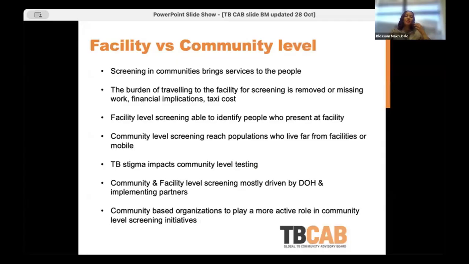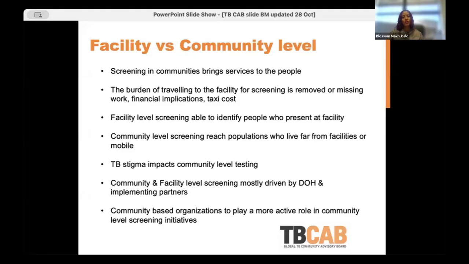Then I just made some notes on facility level screening versus community level screening. Screening in communities brings services to the people. Alice asked when she introduced us, what do people want? Alice, the best people to ask what they want are the actual community members. Communities know what they want, and they know how they want it delivered. So we should take it back to our communities.